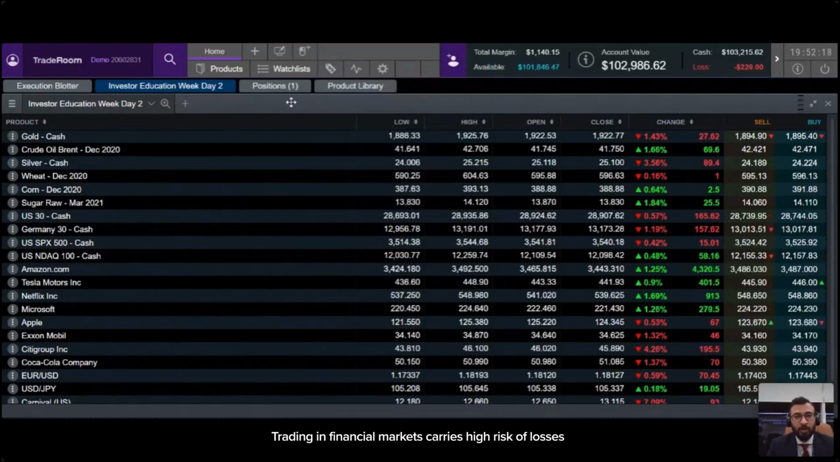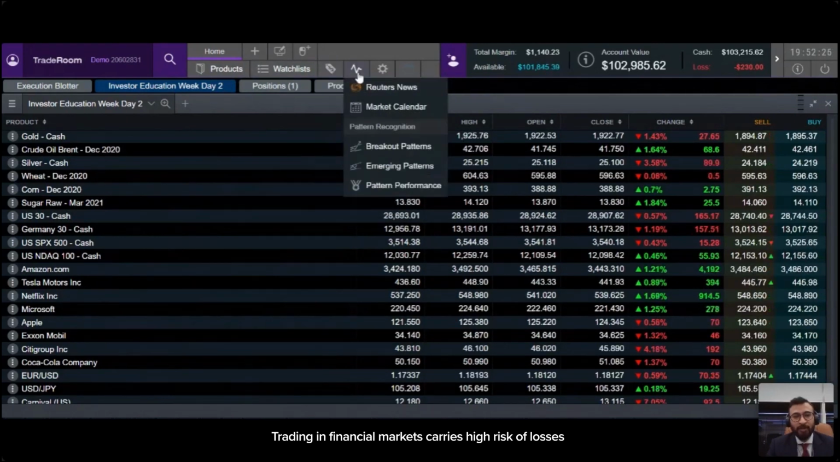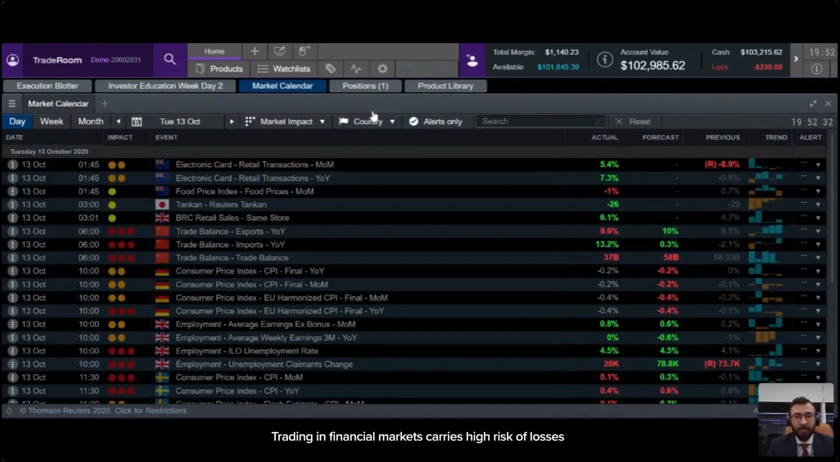Now, for your economic data, product library brings products. Watch list shows you the watch list. This option shows you positions. But this option here, Reuters News and Market Calendar. When you click on Market Calendar, it is actually the news calendar which you are supposed to see.